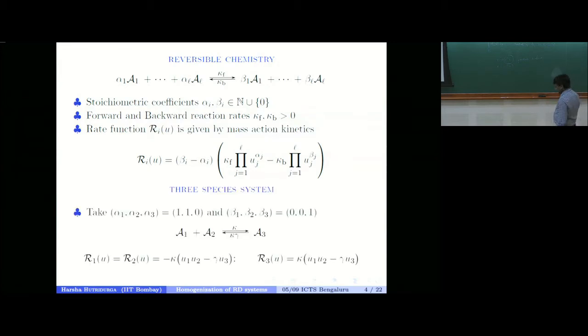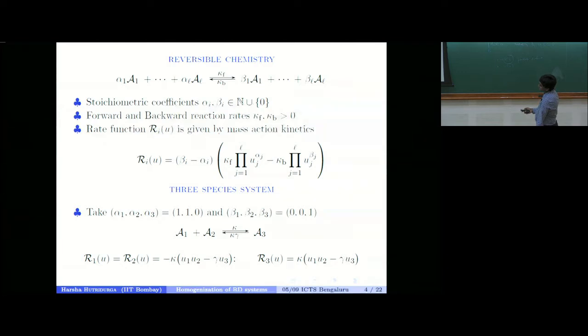From whatever chemical reaction we are writing, they are just polynomial functions of Ui. So I'll give some examples. Let's say we have 3 species, L is equal to 3, and we choose these alpha i's: alpha 1 and alpha 2 are 1, and alpha 3 is 0. And beta 1, beta 2 are 0, and beta 3 is 1. So this reversible chemistry looks like this. You can always factor out some kappa such that kappa F is kappa and the backward rate is kappa times gamma.